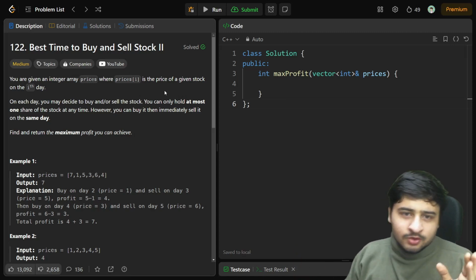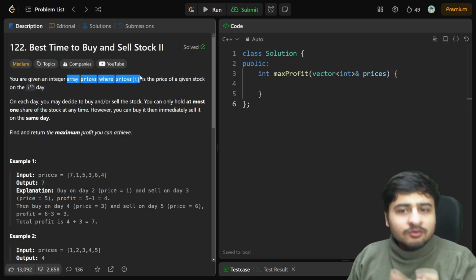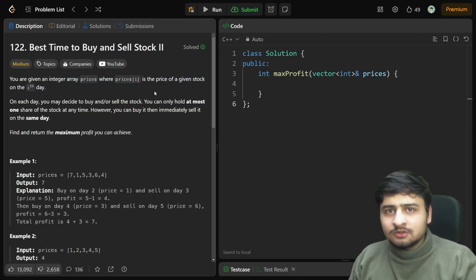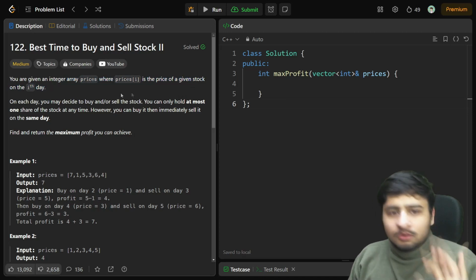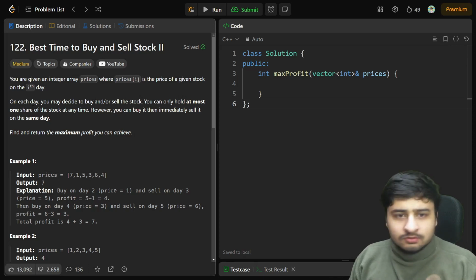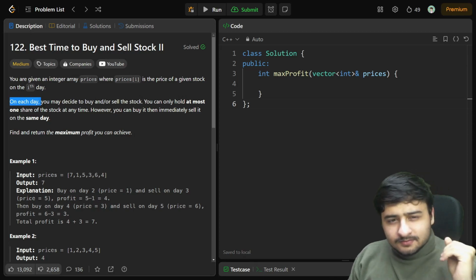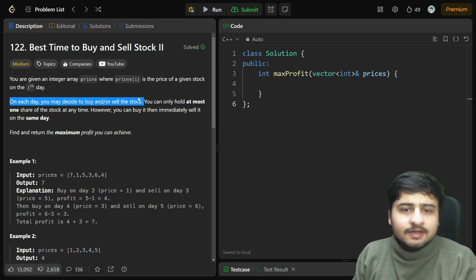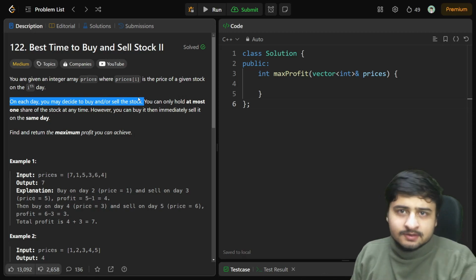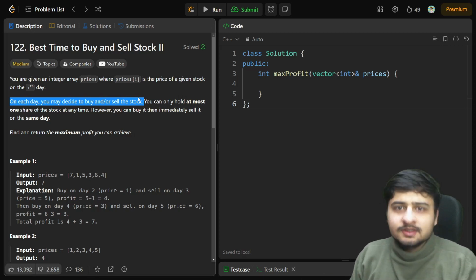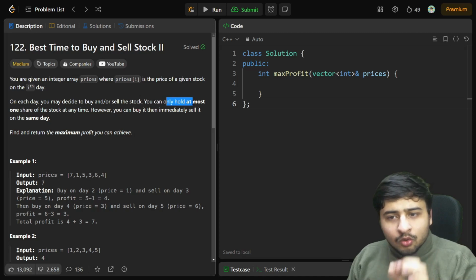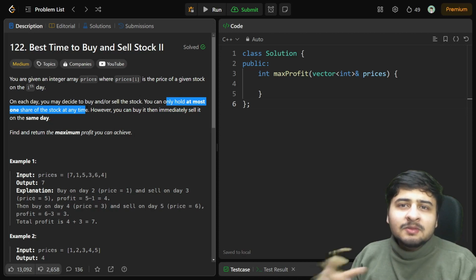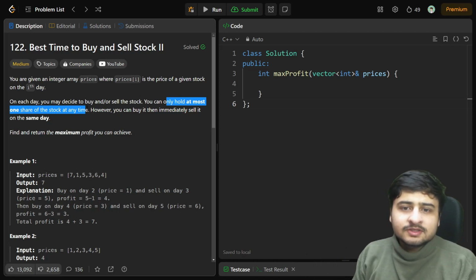You're given an integer array prices, where prices[i] is the price of the given stock on the ith day. So on the ith day, the price of that given stock was X number of rupees or dollars, whatever. On each day, you may decide to buy and or sell the stock. You can do either, or you can do both. You can only hold at most one share of the stock at a time. So you cannot buy multiple stocks in parallel. That's what they're trying to say in this line.